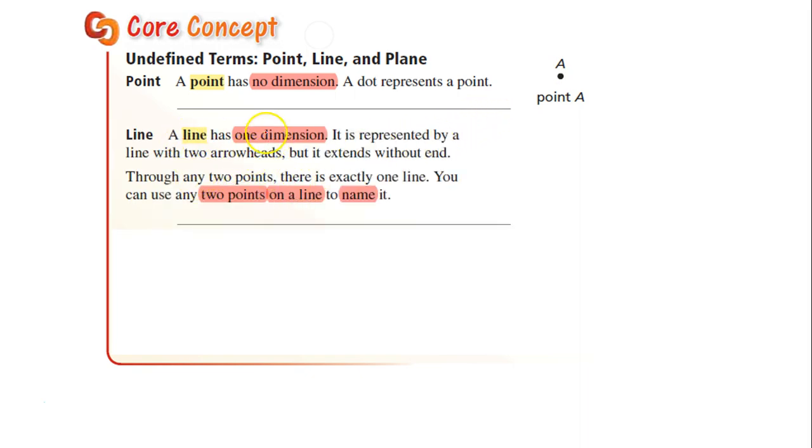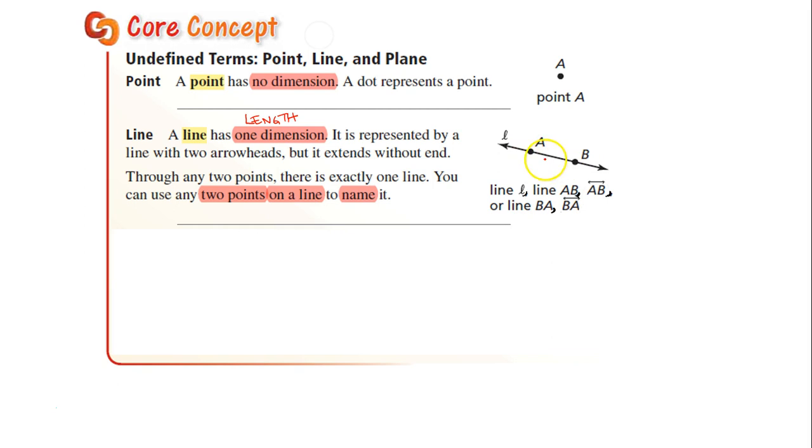A line has one dimension. We usually call it length, although length really only applies to line segments because rays and lines actually have infinite length. They go on infinitely. But that's the one dimension we have. We can measure how long a line segment is. A line is represented by a line with two arrowheads that it extends without end. So you draw these arrows, and that means that this line goes forever in each direction.